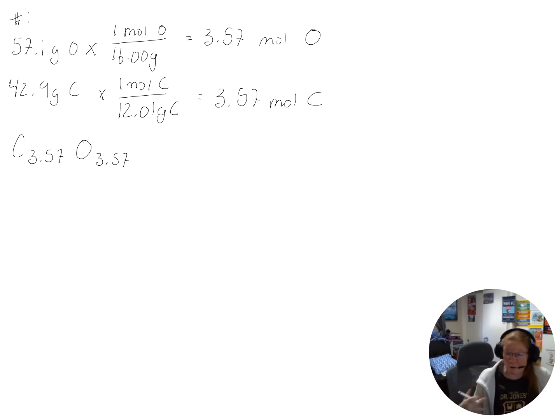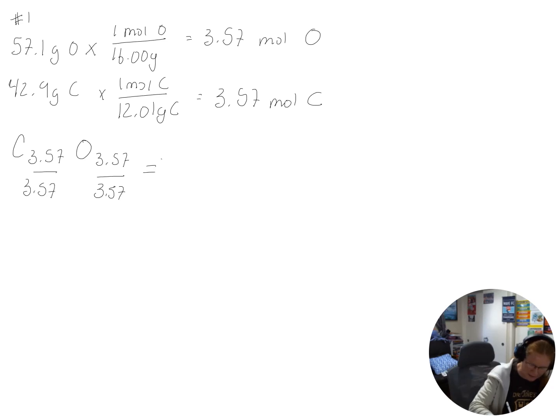Again, I can't have a fraction of an atom. So to get my whole number ratio, we have to divide every atom in the formula by the lowest number of moles. These are the same, so this math is easy. Divided by 3.57, divided by 3.57. And my first carbon oxide is going to be CO. And if you remember your nomenclature, this is carbon monoxide.